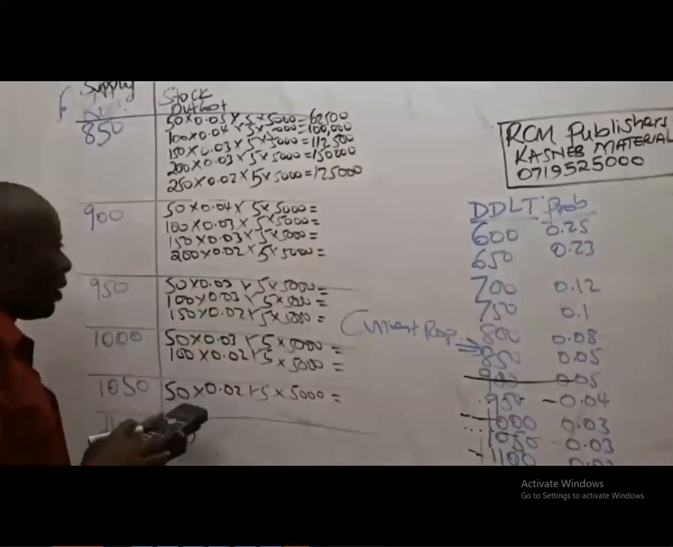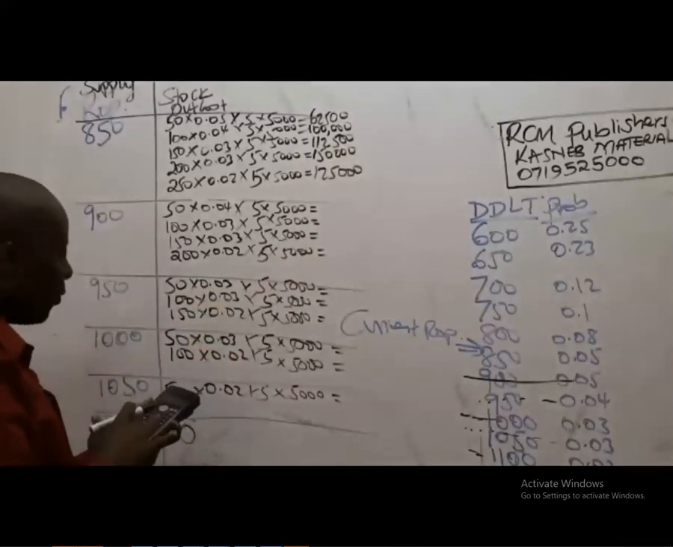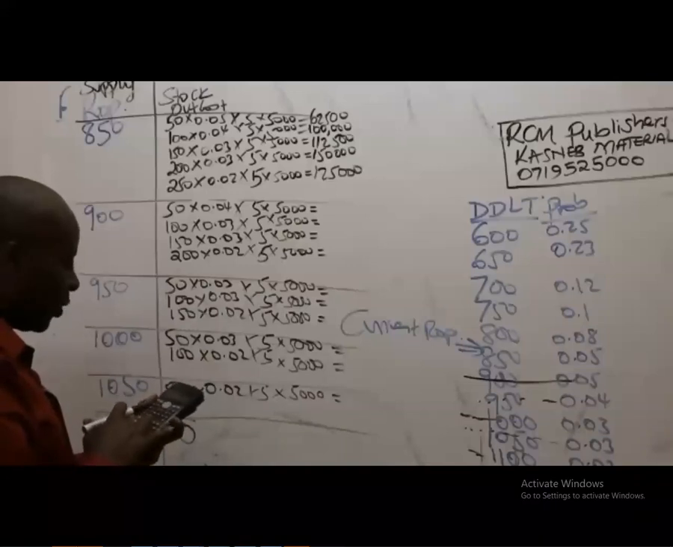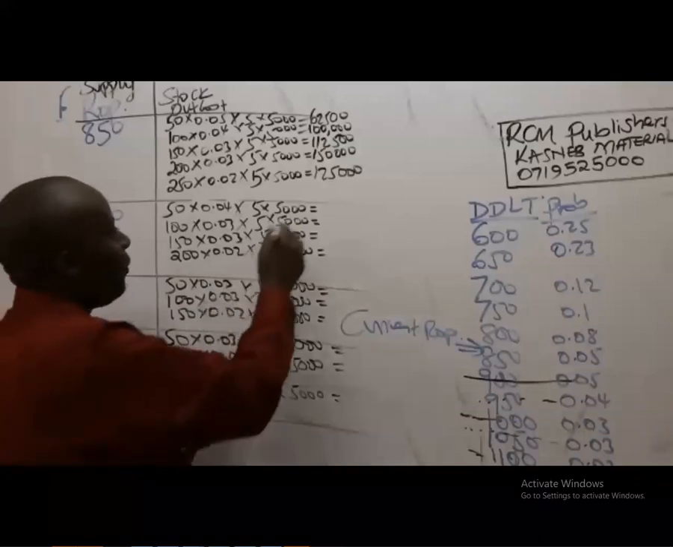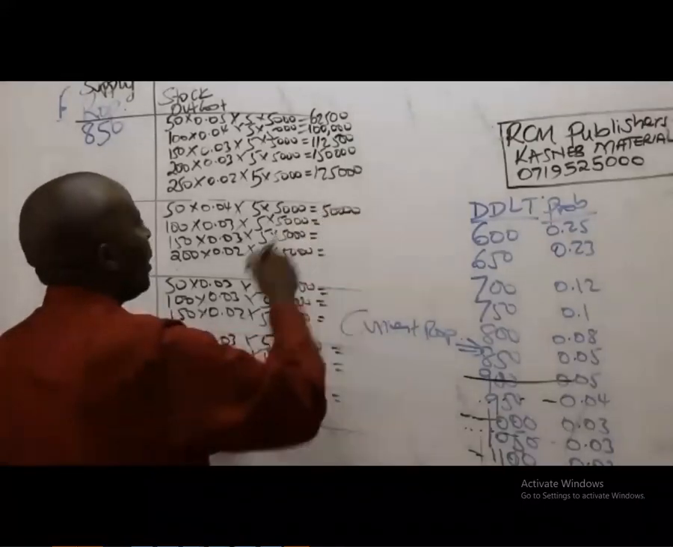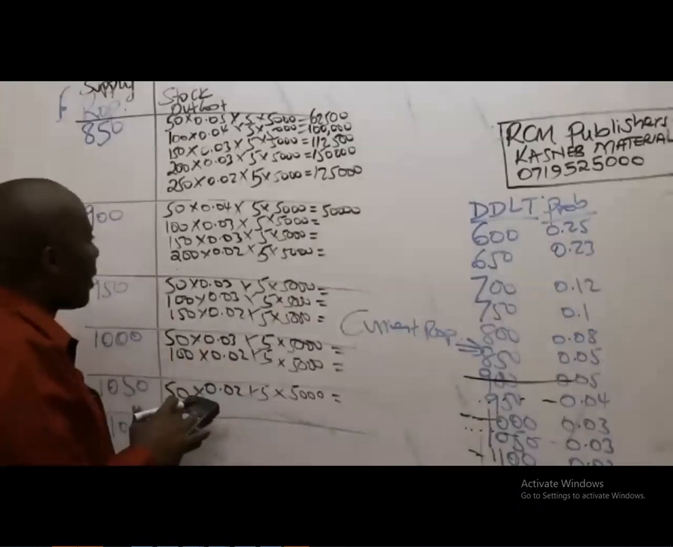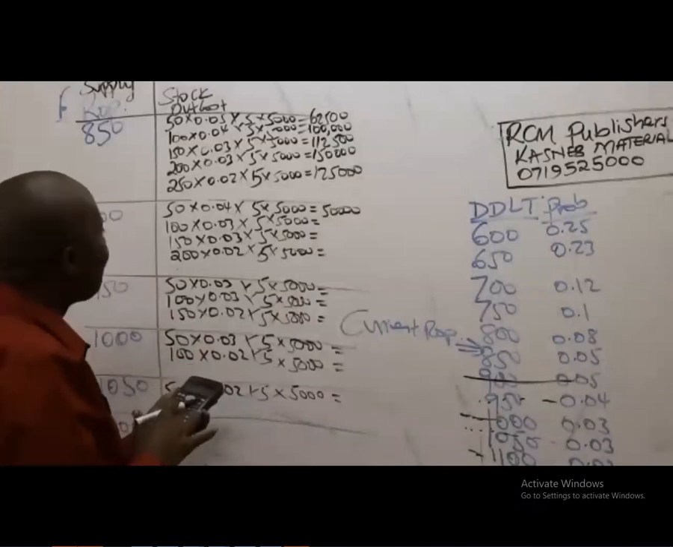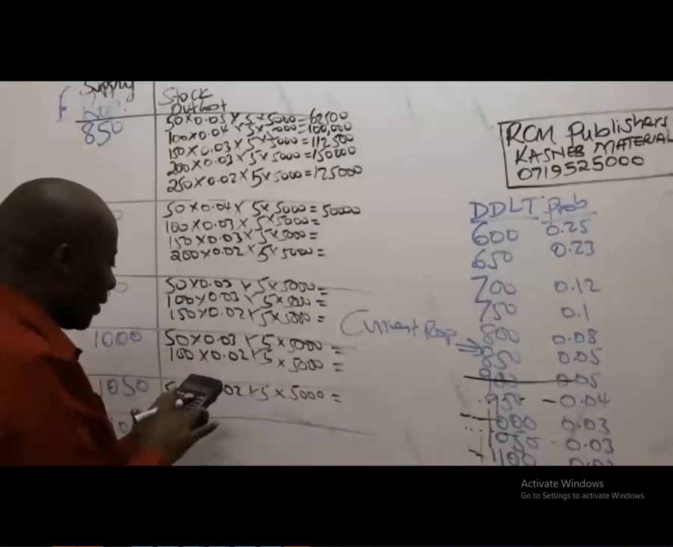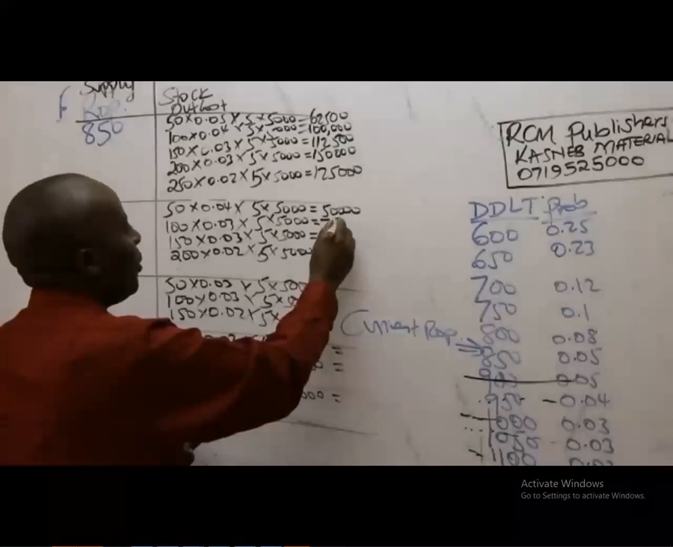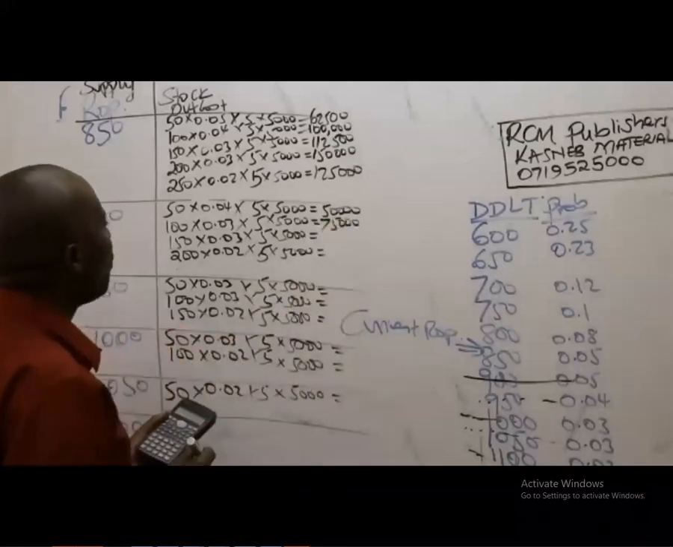Then we have 50 times 0.04 times 5 times 5,000, which gives us 50,000. Ladies and gentlemen, come here, give us 100. Looks a bit tedious, but very enjoyable. 100 times 0.03 times 5 times 5,000, which will end up giving us 75,000, my good students. Go to the next one.